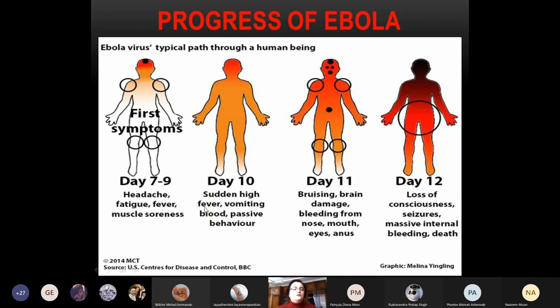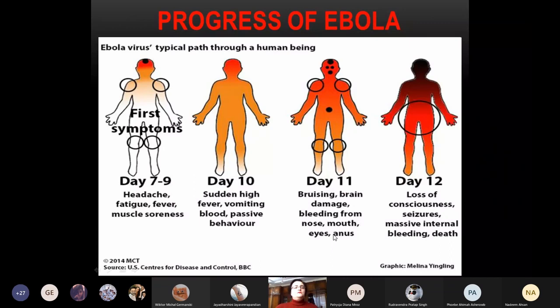This is followed by vomiting, diarrhea, rash can appear, impaired kidney and liver functions, in some cases both internal and external bleeding. Vomiting blood already, you see, day 10. Day 11 can appear bruising, brain damage even, bleeding from nose, mouth, eyes, anus, from different orifices.